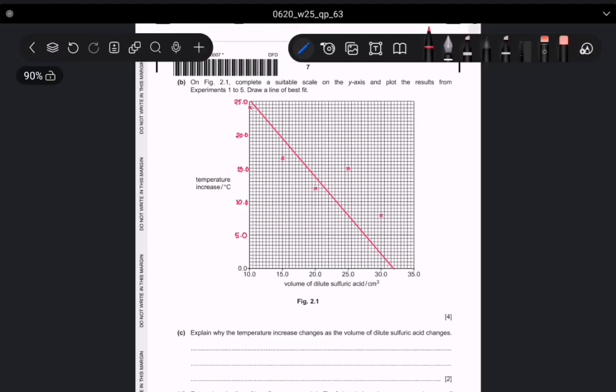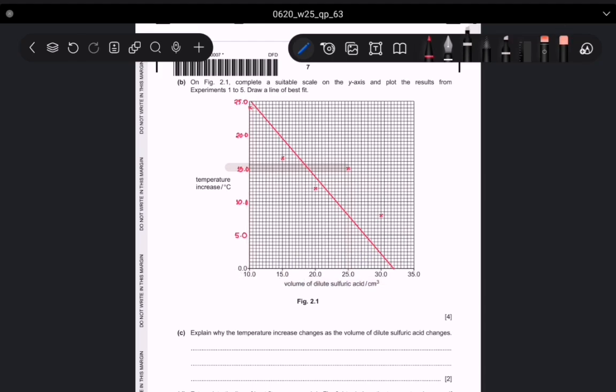So what you can say is, as you're using more volume of dilute sulfuric acid, the lower the temperature increase is going. Like if you see at 25 centimeter cube, the temperature is 15. But the higher you go, it's still decreasing. The temperature increase is getting lower.